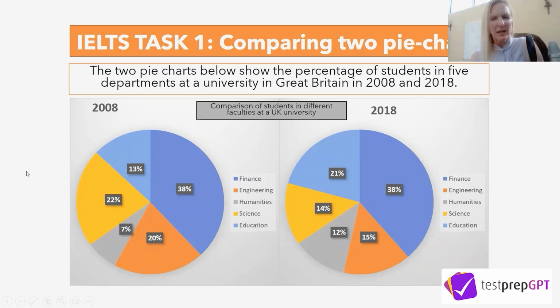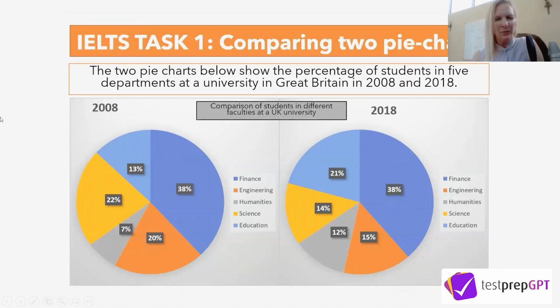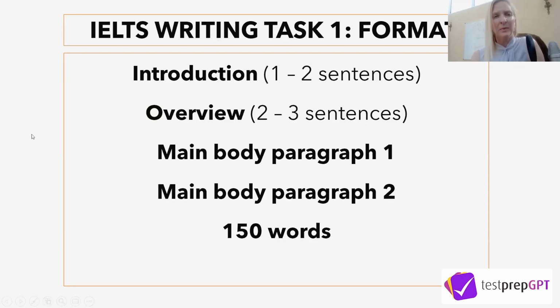Let's study the pie chart a little. So we can see that the faculties are divided by different colors. So we have finance in blue, engineering in orange, humanities in gray, education in a light blue, and then science in yellow. So that's it. I don't think there's anything more we can say. It's quite straightforward.